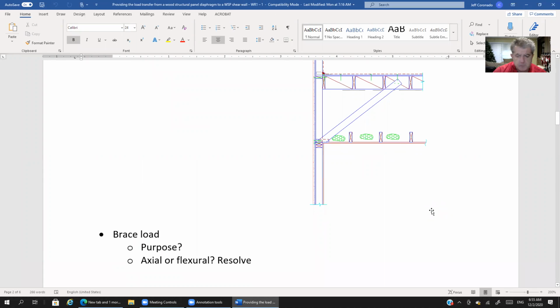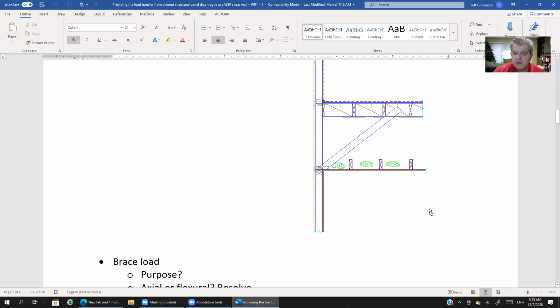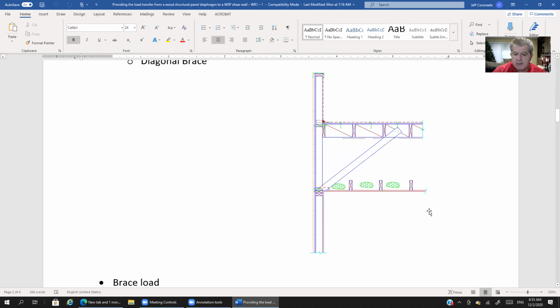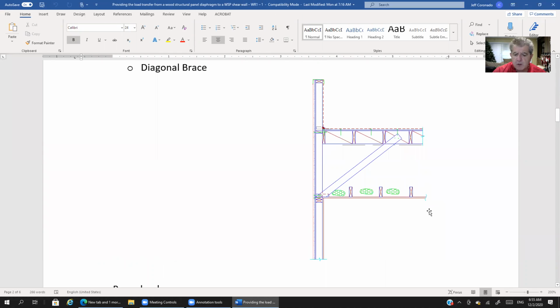All right, the brace, brace load, the purpose. What's the purpose of the brace? Well, that might not be as obvious if you are a younger engineer. But be aware that one of the forces that we have to resist when it comes to walls is wind out of plane, what we call wind out of plane forces.